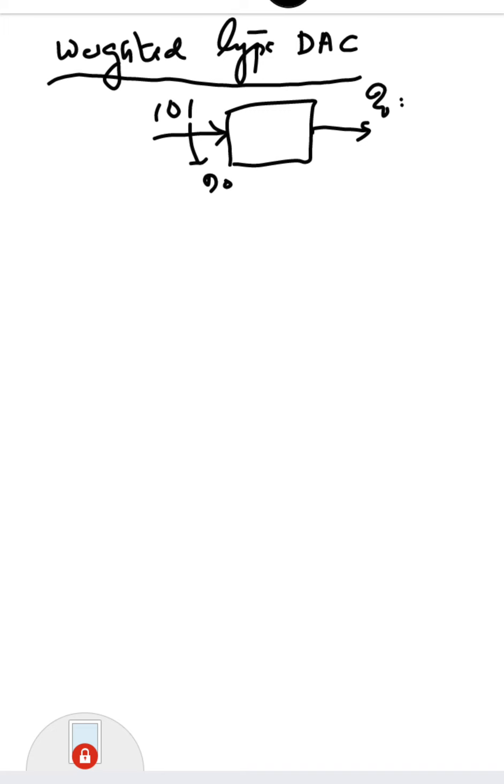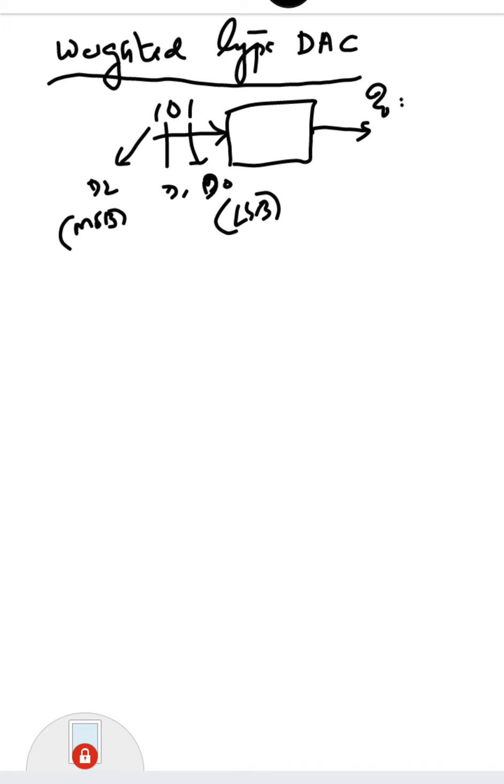In the last video, we have seen the working of weighted type DAC. In a weighted type DAC, you have to supply some digital input here, for example a 3-bit number 101, and you will be observing what its equivalent analog value is. Since this is a 3-bit number with D0, D1 and D2, D2 is the most significant bit (MSB) and D0 is the least significant bit (LSB).